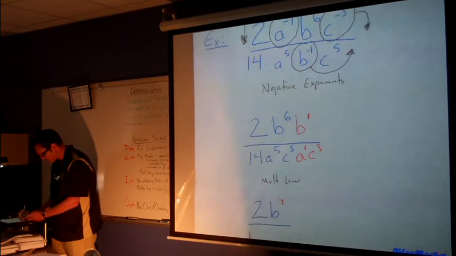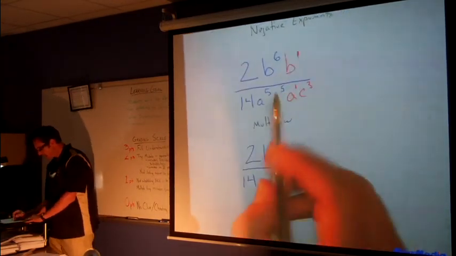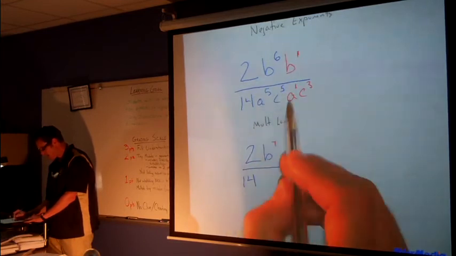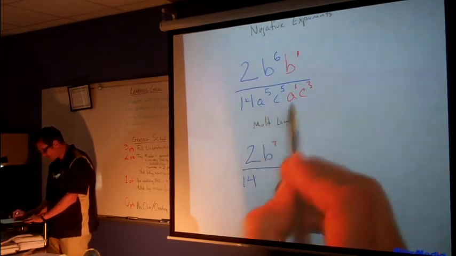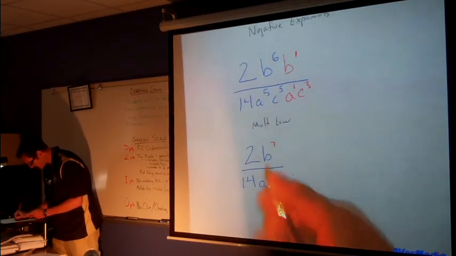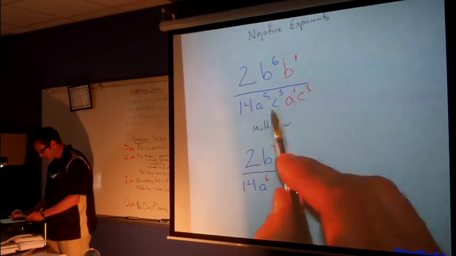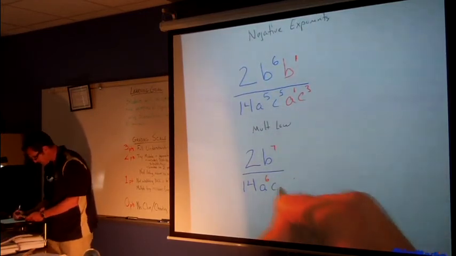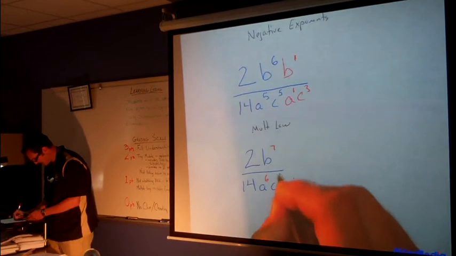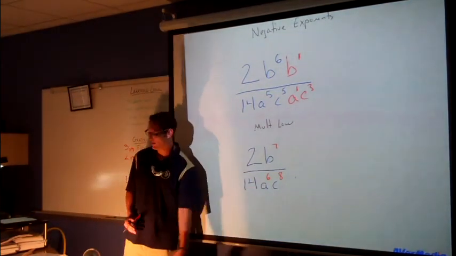At the bottom, the 14 stays there. But we have a to the 5th times a to the 1st. That gives us a to the 6th. And then we have c to the 5th times c to the 3rd. Keep the base, add the exponents. So I have this now.